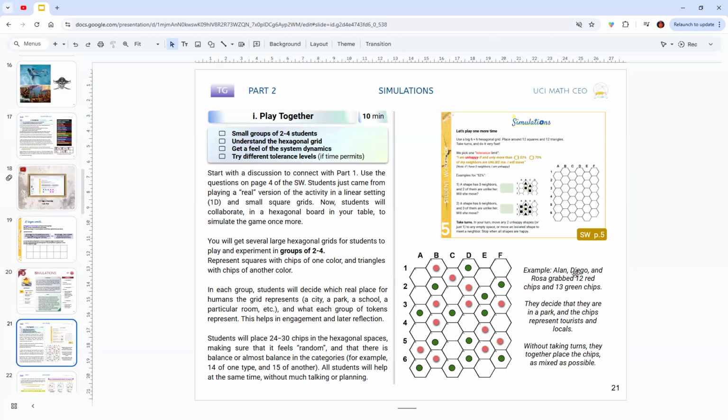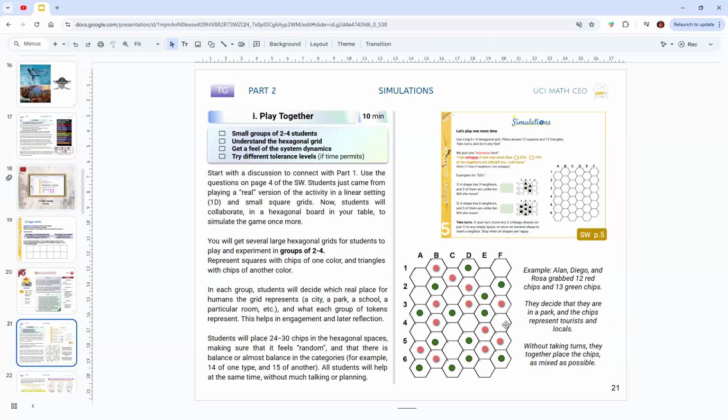Here's an example where these 3 students grabbed these many chips and decided they were in a park. It was this divide between tourists and locals, right? They want to explore, if they want to separate or mix, what's going to happen. Without taking turns, they place the chips as mixed as possible.